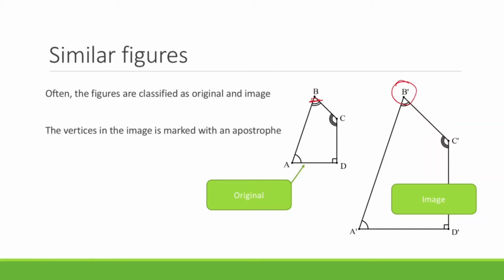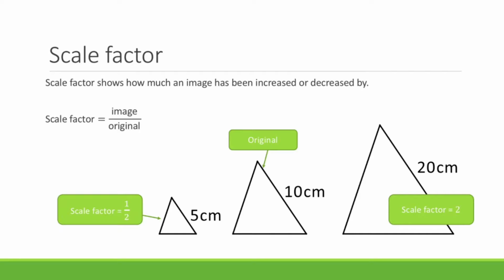Now, the first thing we're going to have to do is scale factor. I've got an example there with three triangles. Scale factor just shows how much it's been increased or decreased by. Let's say the one in the middle is the original. This side is 10 centimeters, and on this triangle, this side is 20 centimeters. To find the scale factor, all we've got to do is line up the matching sides and put them over the other, so image over the original. 20 over 10, which is 2. So it's got a scale factor of 2.